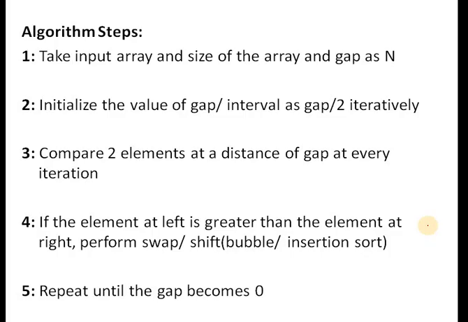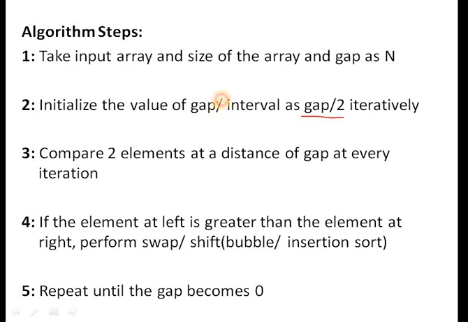Take the input array, the size of the array, and the gap as n. Initially you have to set the gap value as n, before starting your algorithm. After that, in the second step, you have to calculate the gap value. The gap calculation formula is gap by 2. So initialize the value of the gap interval as gap by 2.